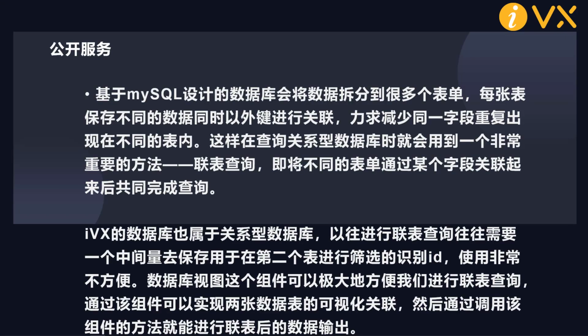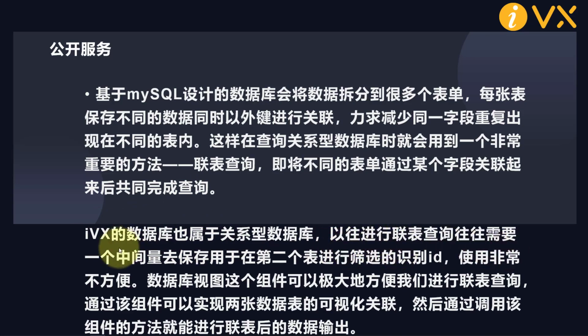Generally speaking, a database designed with MySQL will split the data into many tables. Each table saves different data, and at the same time, an association is made with foreign keys, so as to reduce the repetition of the same field in different tables. In this way, a very important method will be used when querying relational databases. Our joint table query is to associate different tables through a field and complete the query together. HighCode database is also a relational database.